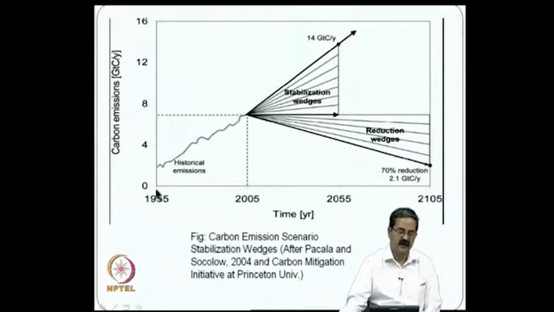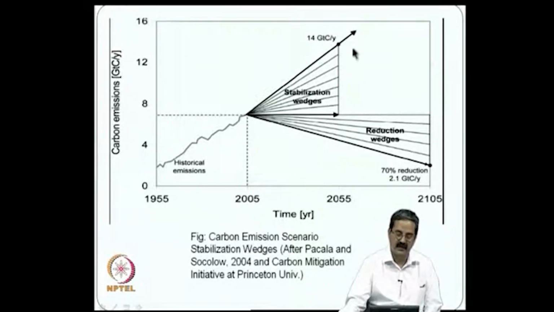This is another figure which shows the time scale from 1955 to 2105, and carbon emissions in gigatons per year. Up to 2005, this is whatever has happened, but if you continue at this rate, what happens? Definitely you are going to be on a high scale. So the objective is, the rate has been at 14 gigaton of carbon per year.